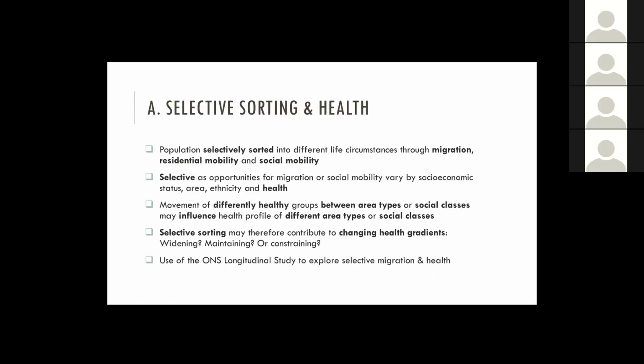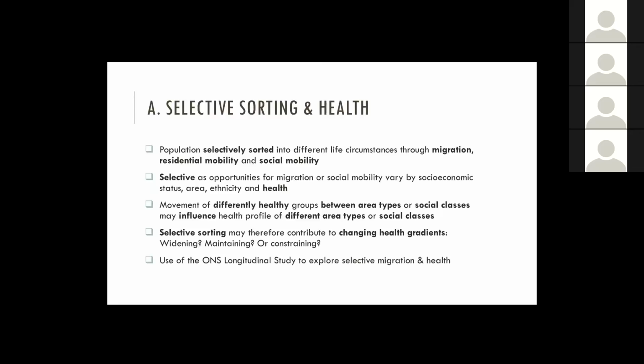We also hypothesize that perhaps the movement of differently healthy groups, so remember that migrants are selected on their health, whether for good health or poor health, between area types or social classes, and that's the analogous literature on social mobility, might then influence the health profile of different area types or social classes. So this is where you start seeing that perhaps you're going to see a different relationship or a different type of health inequality because of migration or perhaps because of social mobility.